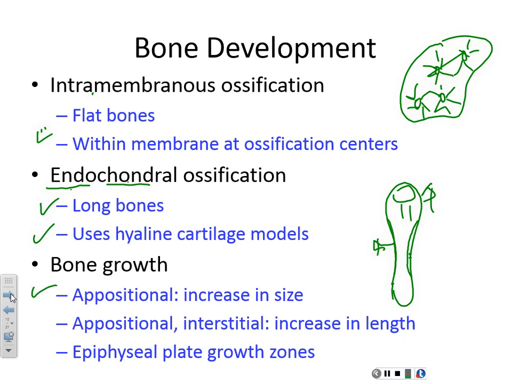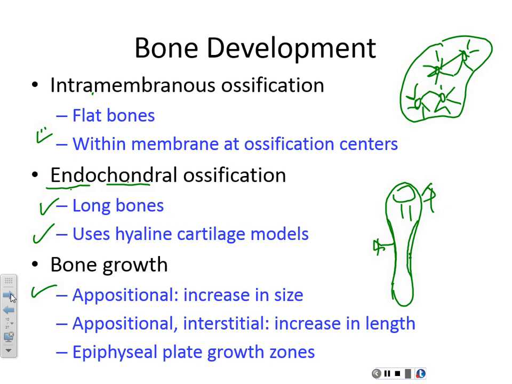So bone growth occurs by appositional growth, an increase in size, like on the diaphysis. It means an increase in the diameter of the bone. All the compact bone really can only grow by appositional growth on the outside, because it's compact, and so you can only grow it by adding layers on top of it.